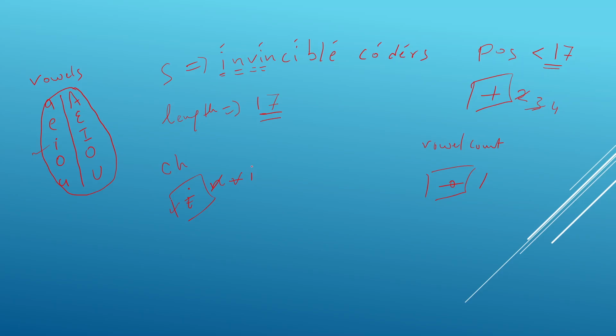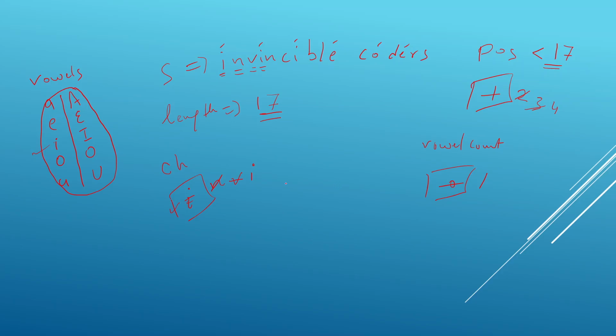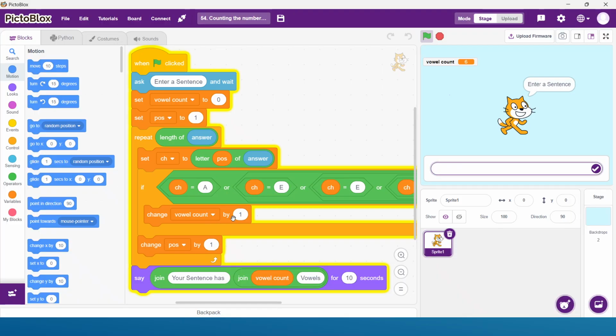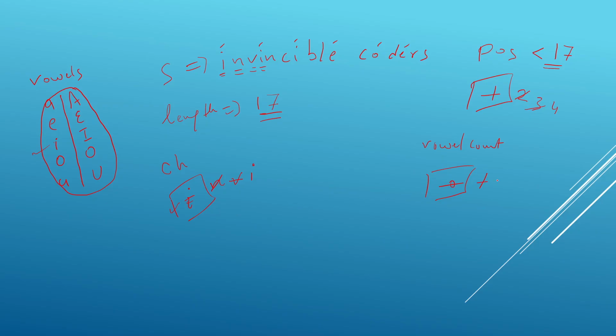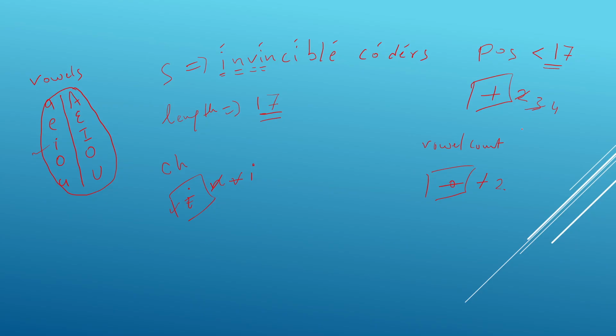stored in ch. So we will compare this ch with a e i o u, and here we are already having a match with the vowel. So what we will do is we will increase the vowel count here, change the vowel count by 1, and that will be 2 here, and after that we will change the position by 1, so that means instead of 4 we are having 5 now.